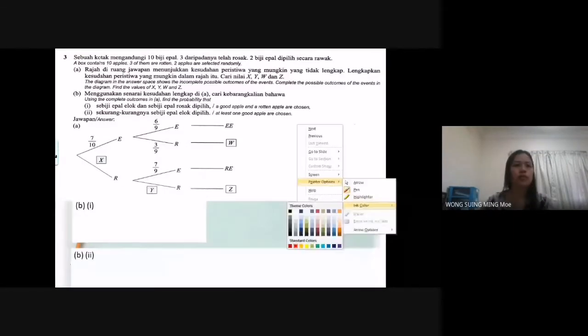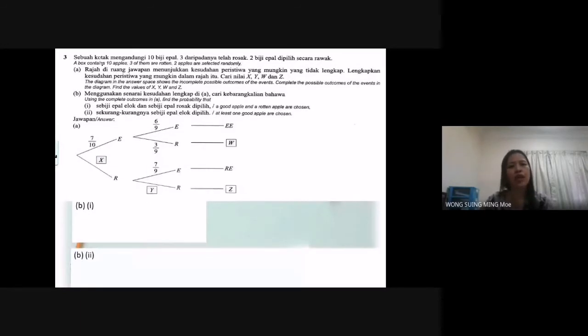Okay, we go to question number 3. A box contains 10 apples. 3 of them are rotten. 2 apples are selected randomly. The diagram in the answer space shows the incomplete possible outcomes of the event. Complete the possible outcomes of the events in the diagram. Find the values of S, Y, W, and Z.